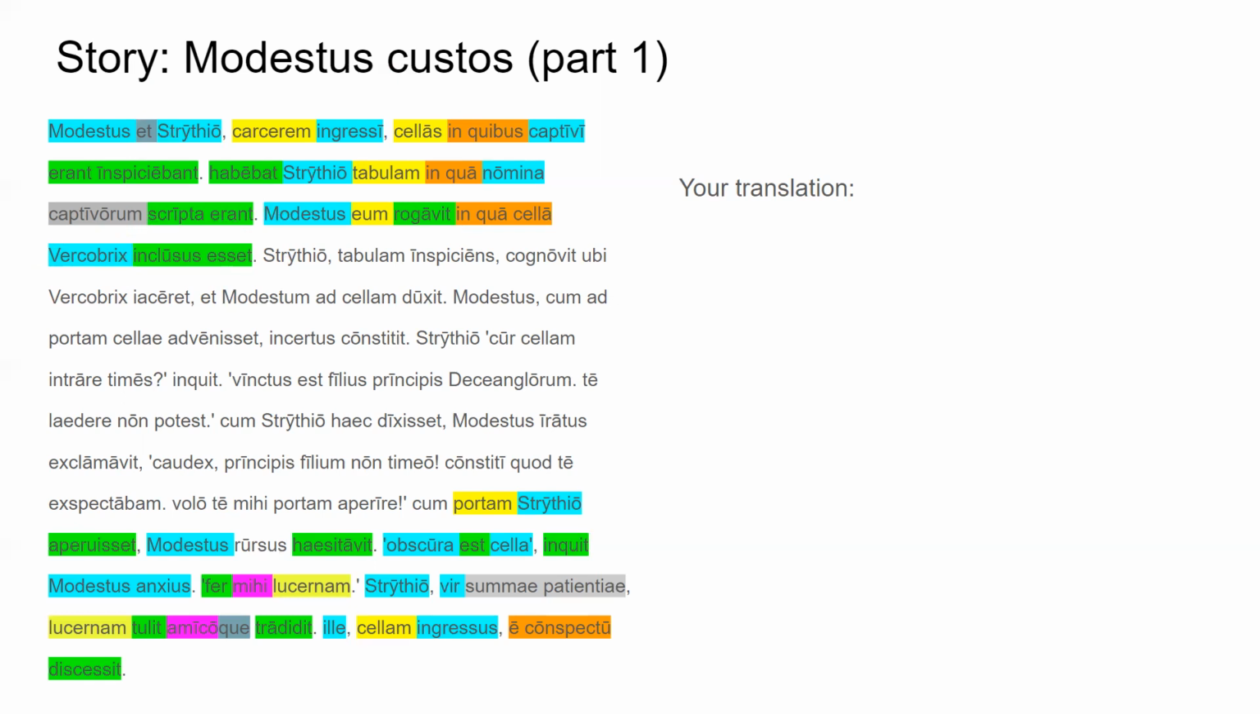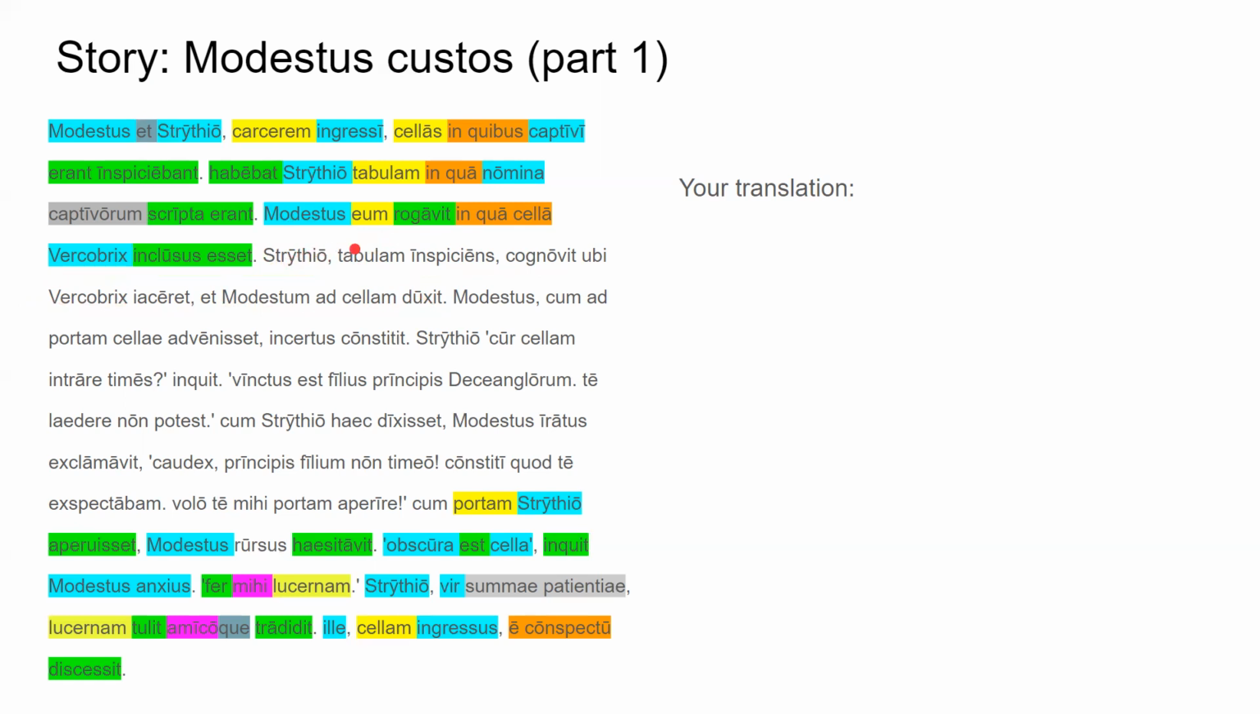So just like any other indirect statement or indirect question, you're just going to translate like an ordinary indicative verb, even though it's subjunctive. So that's going to be, Modestus asked him in what cell Vercobrix had been locked up, enclosed quite literally. Stritio tabulam inspiciens cognovit ubi Vercobrix iaceret, et Modestum ad cellam duxit.